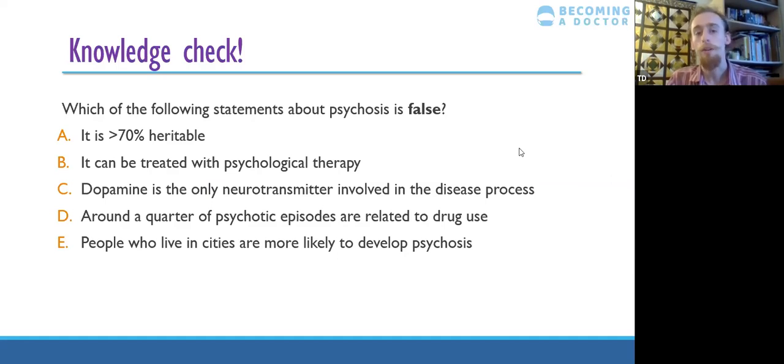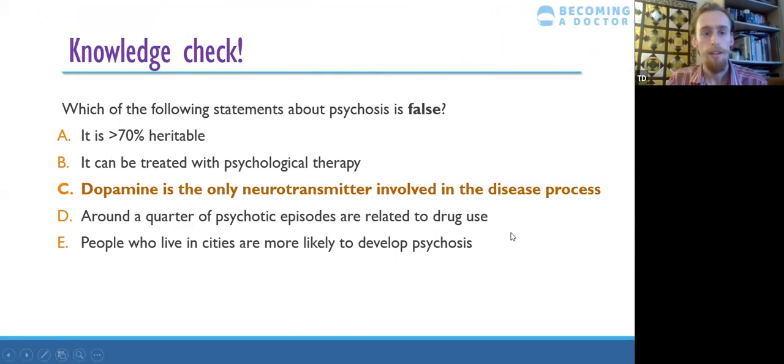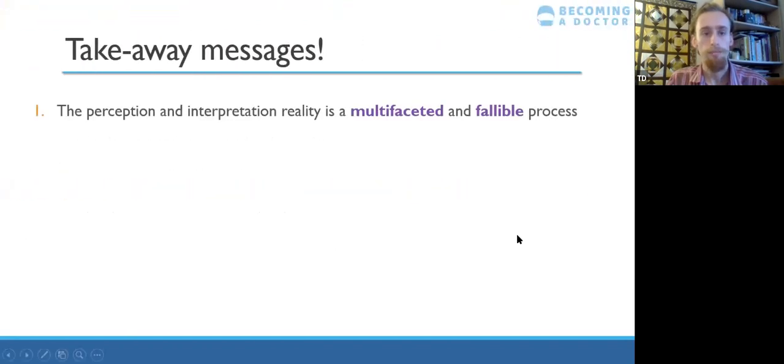And around a quarter of psychotic episodes are related to drug use, as I said. And people who live in cities are more likely to develop psychosis. Cool. Right. And that is, I believe, the end.